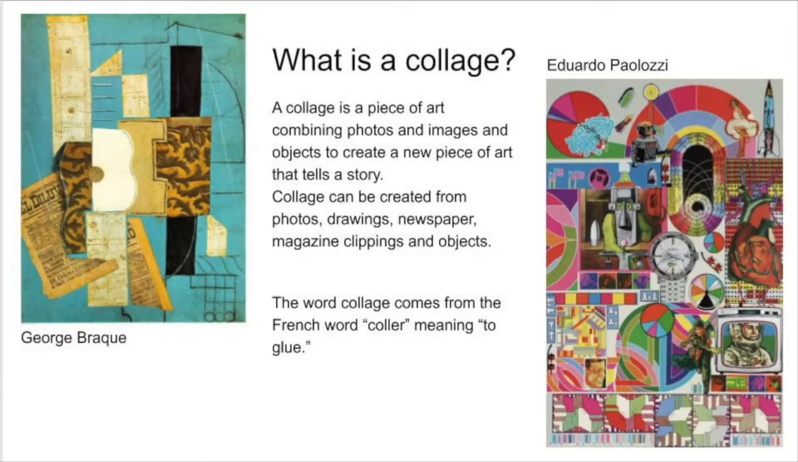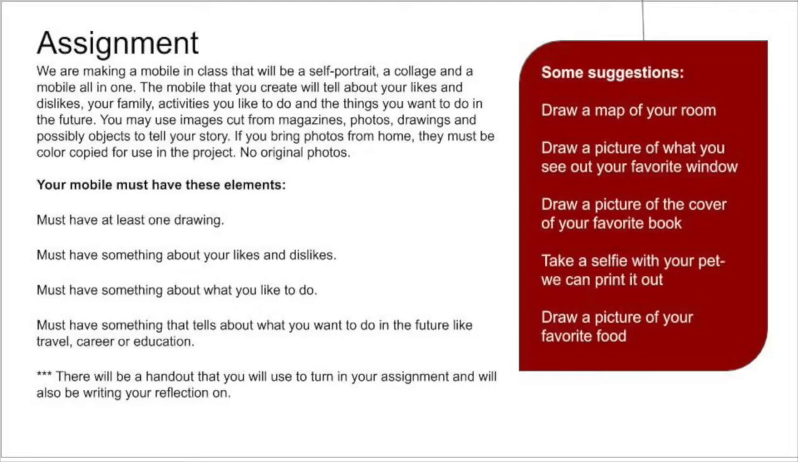I've called this project a collage that moves. Collage is combining photos, drawings, and images to create a new piece of art. The elements of the mobile are things that you would add to a collage about you. So let's talk about our assignment for making our mobile. It will be a self-portrait, a collage, and a mobile all in one.